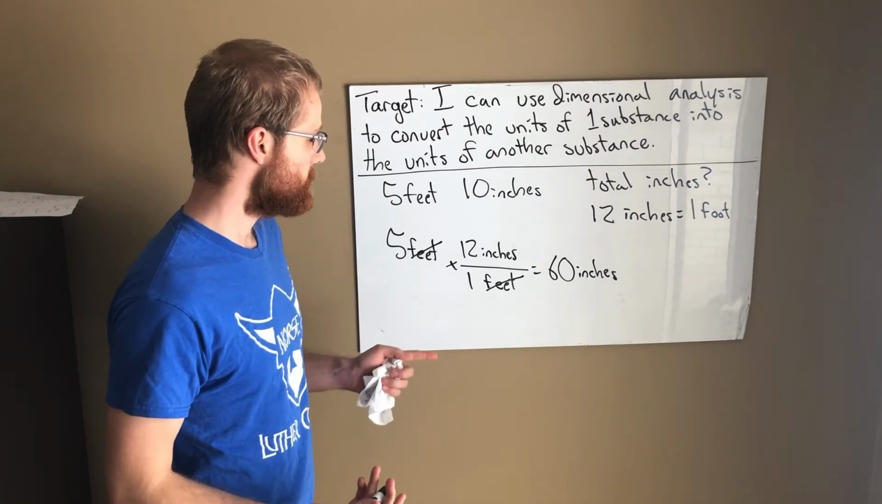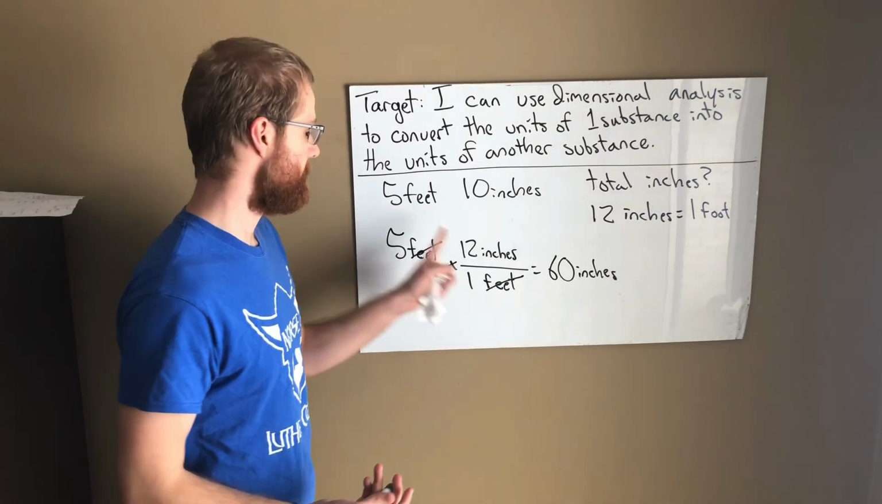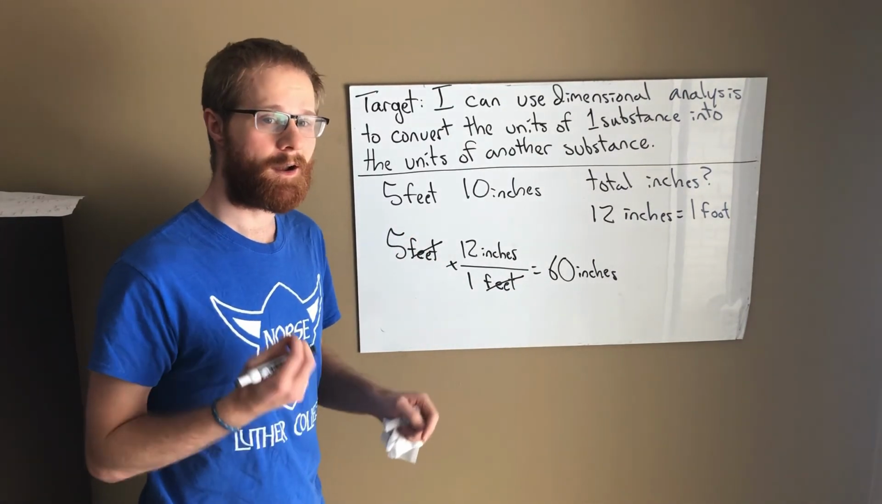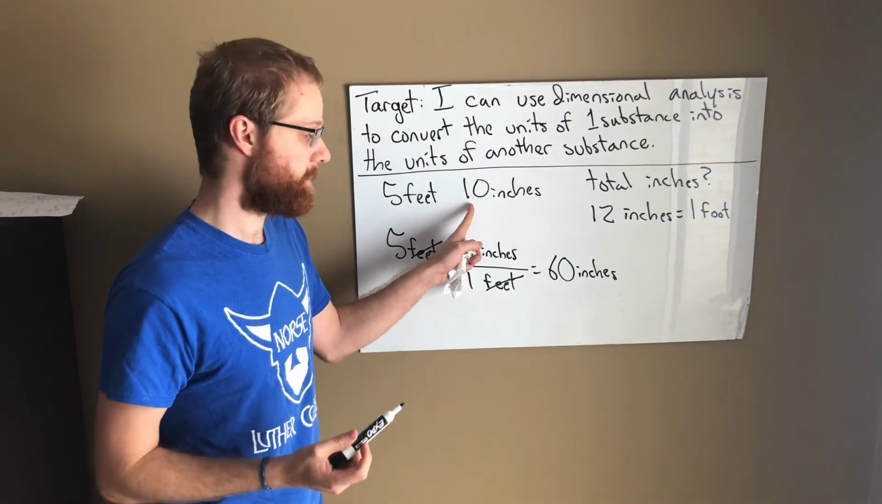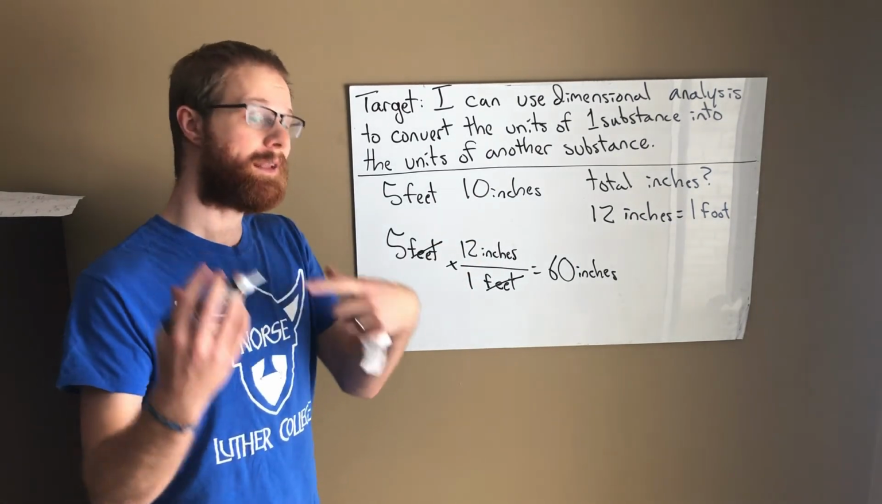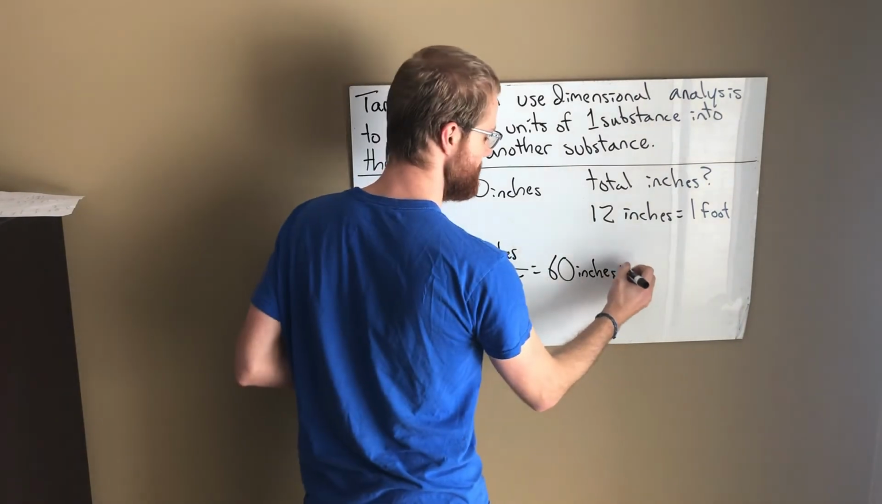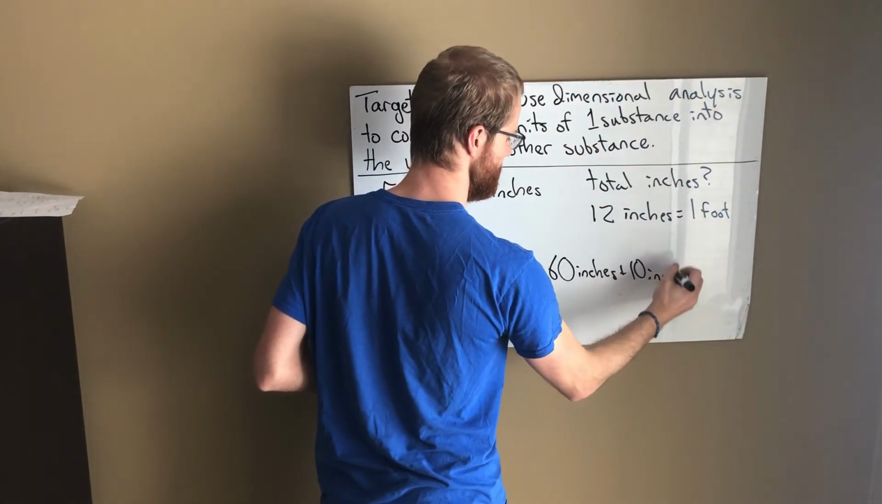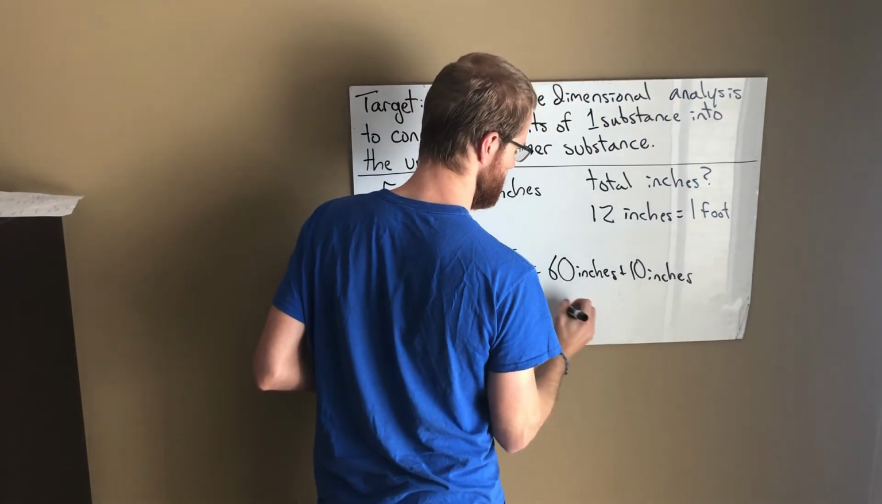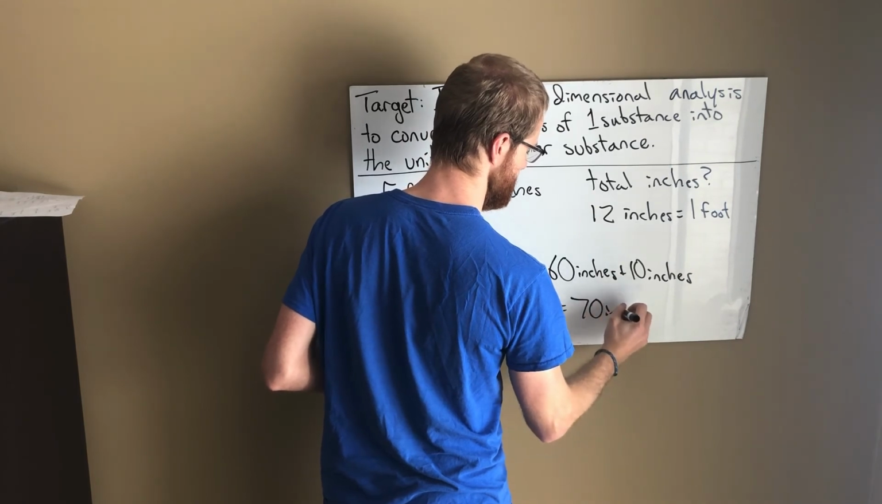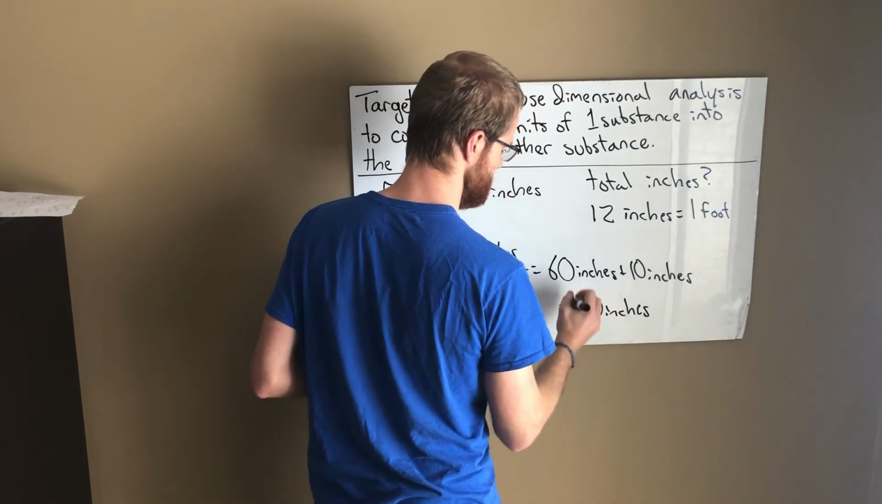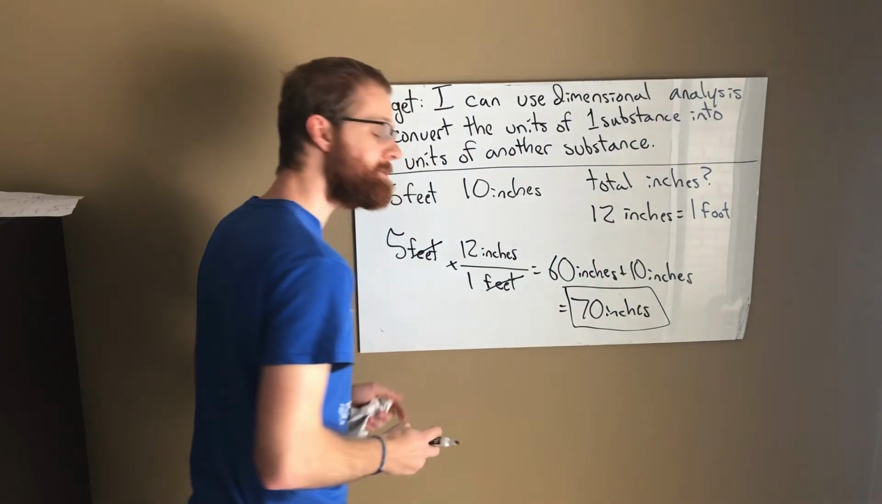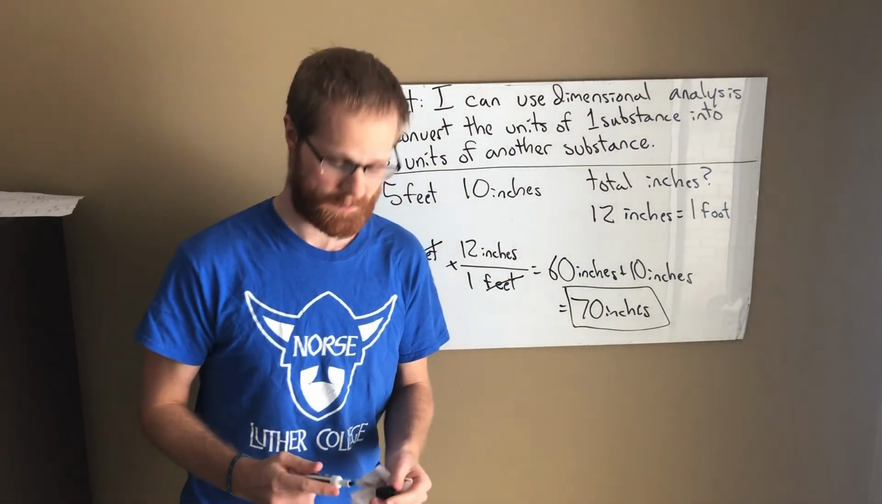So it's 60 inches in 5 feet, but I've got to remember I do have that extra 10 inches from before. So my total height is 60 inches plus 10 inches, or a total of 70 inches. And that's basically how we use dimensional analysis.